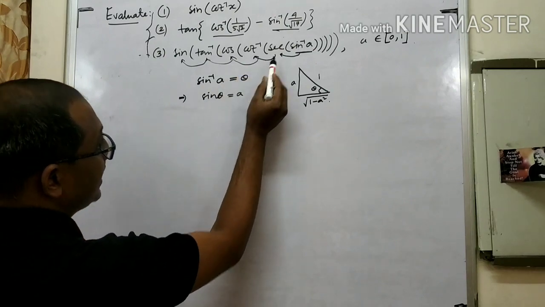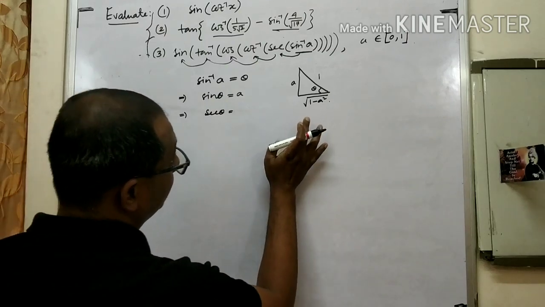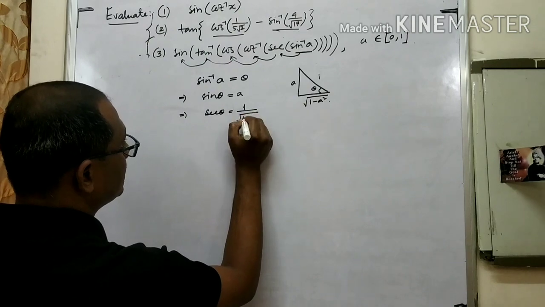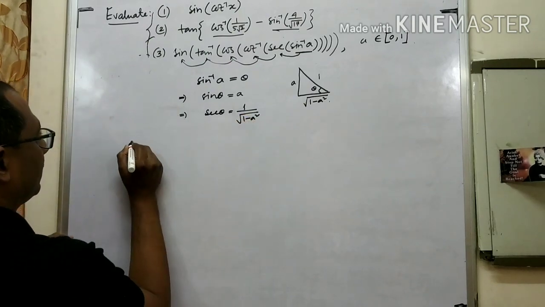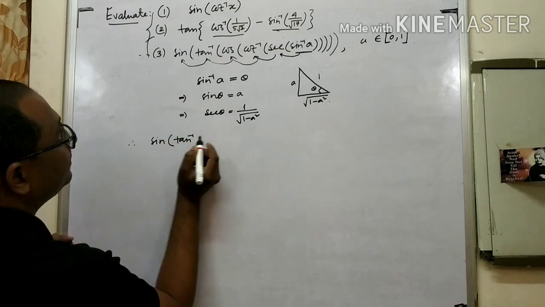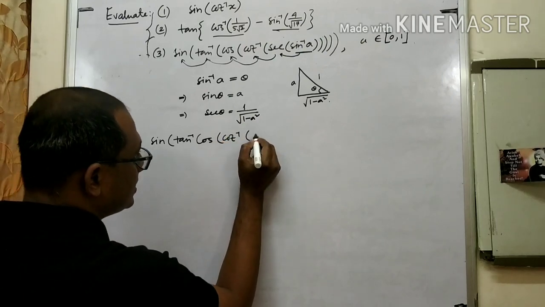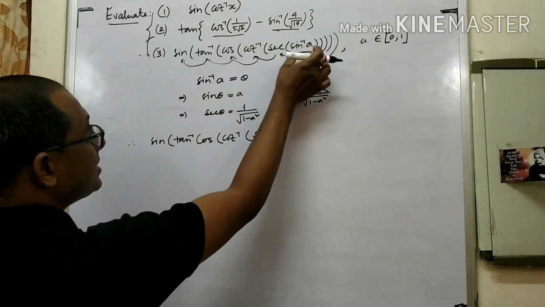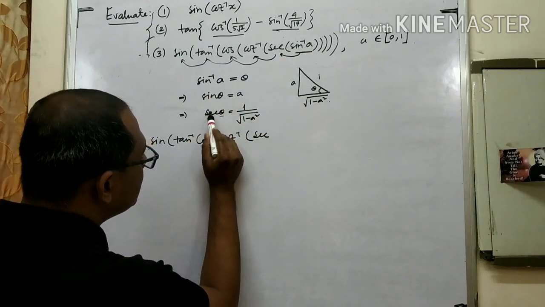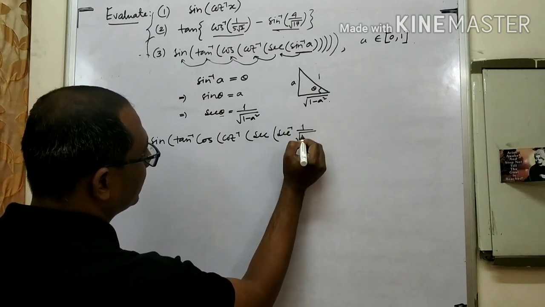So I need sec, and from here we can find sec theta. Sec theta will be equal to hypotenuse by base, 1 by root over 1 minus A square. Therefore, sine of tan inverse of cos of cot inverse of sec of sine inverse of A we have got as sec inverse of 1 by root over 1 minus A square.